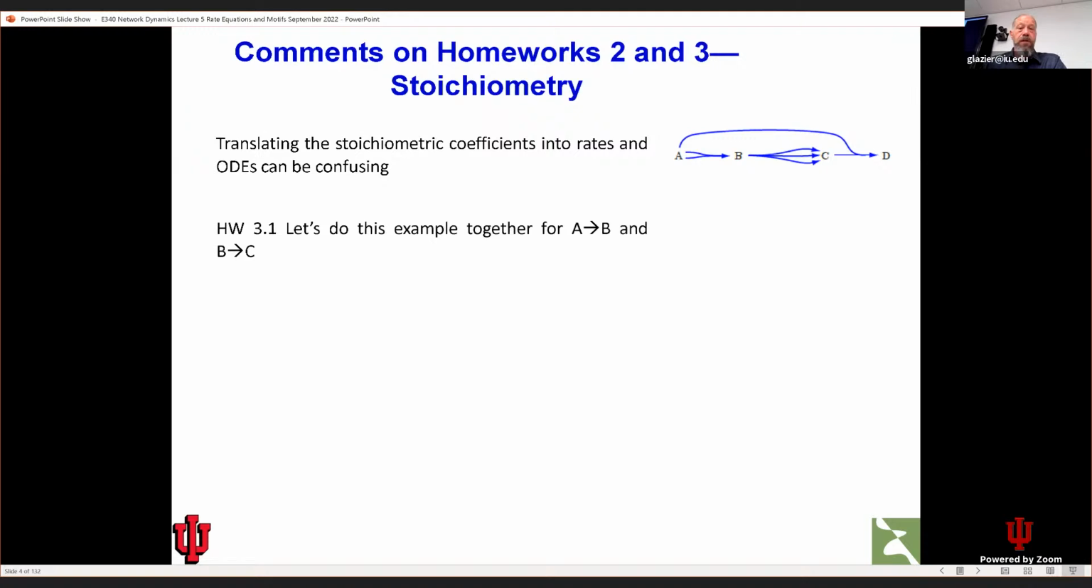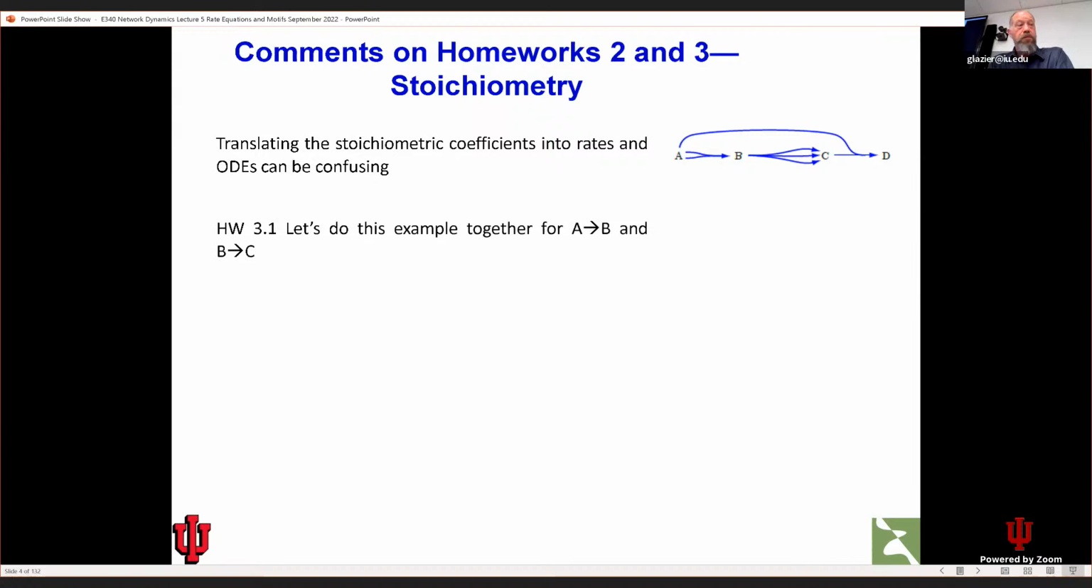So to begin with, I would like to come back to homework problem 3.1 and something that we spent a lot of time on 2 weeks ago, and that may have seemed rather mechanical, which was how to deal with stoichiometry. And it is mechanical, but it's also an easy place to make mistakes.